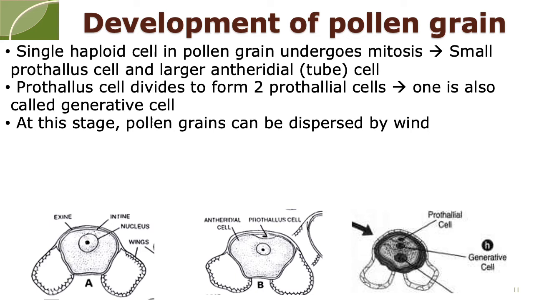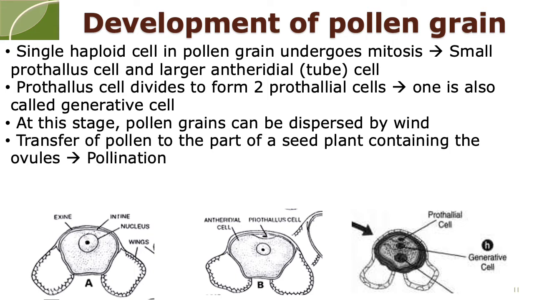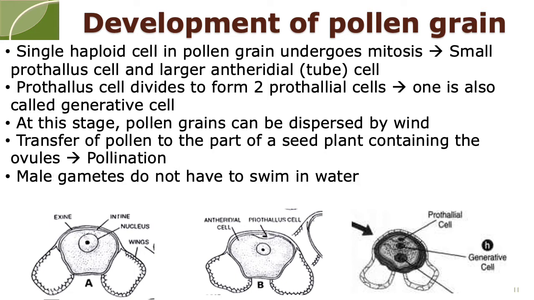At this stage, the pollen grains can be dispersed by the winds, and once they're dispersed by the winds, they go to try to find the ovules. Now, the transfer of pollen to the part of the seed plant that contains the ovules, which are the female reproductive structures, that process is called pollination.